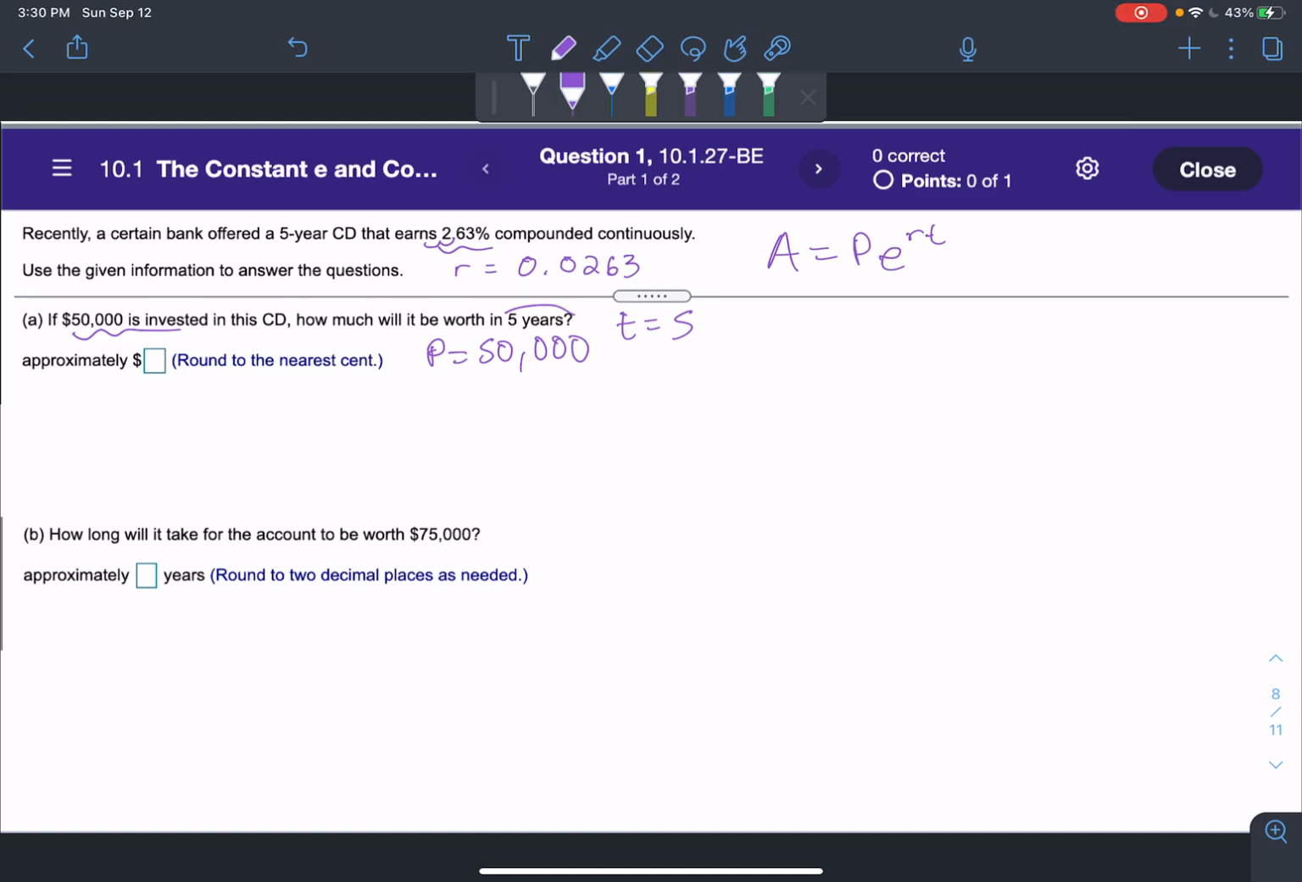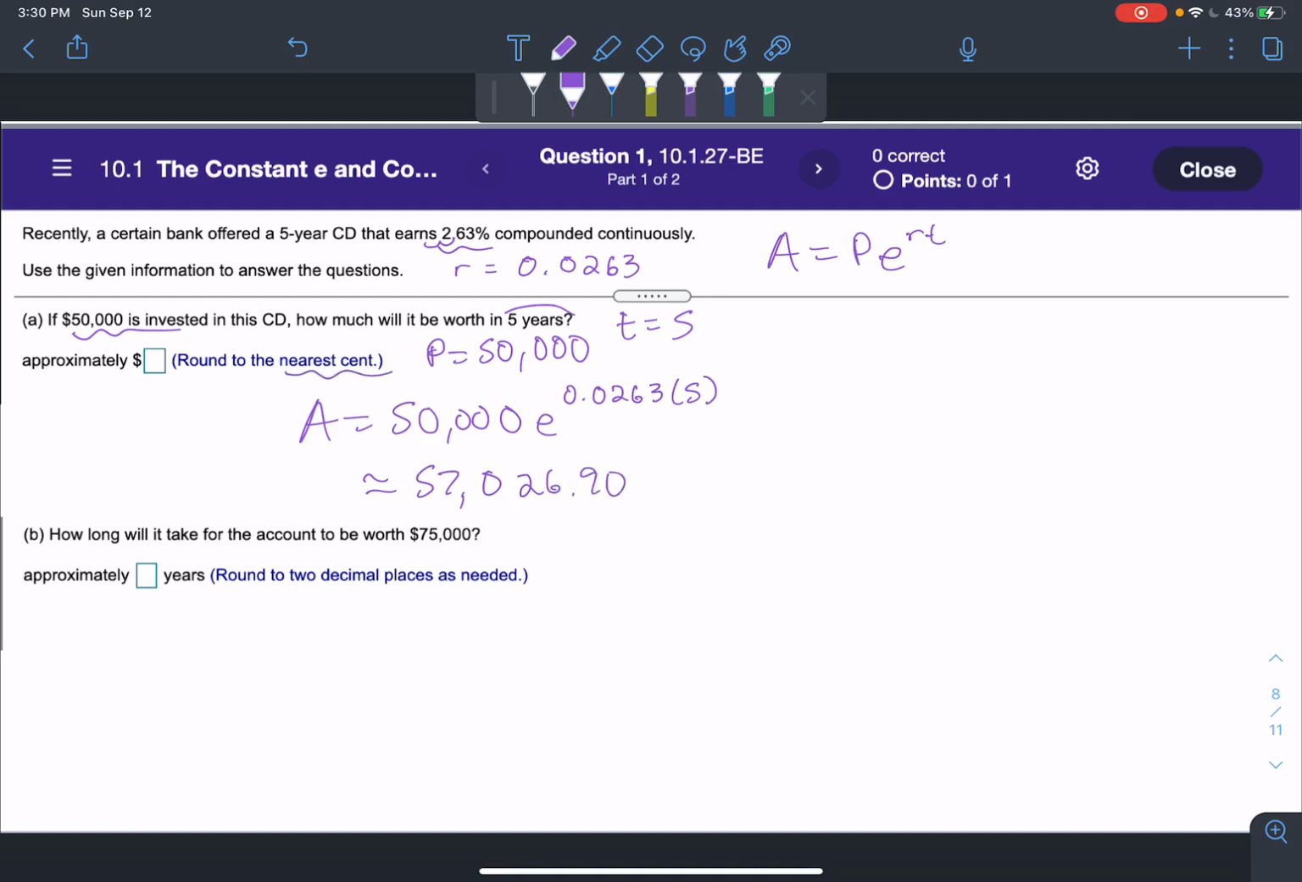So A equals 50,000, put our constant E, and then that's raised to 0.0263 times 5, which is our time. So you can plug that right into the calculator and get A is about 57,026.90. We are rounding to the nearest cent, so just pay attention to that.